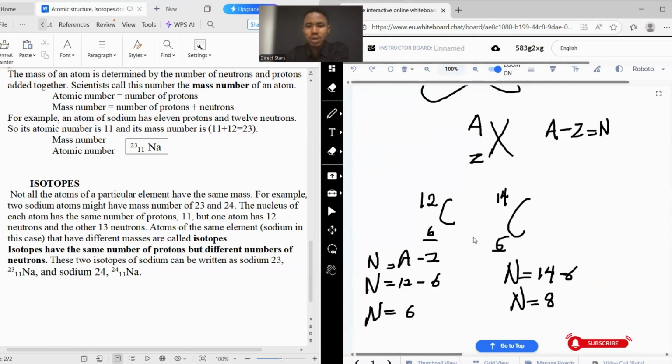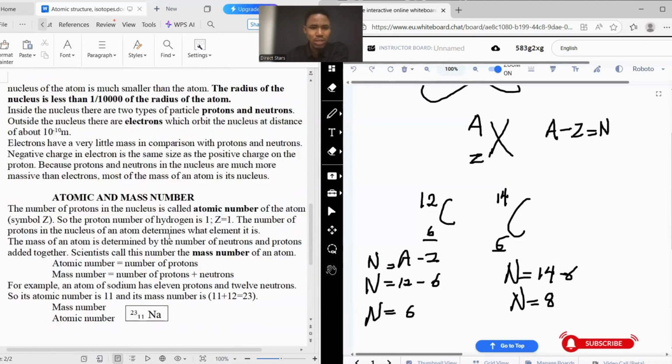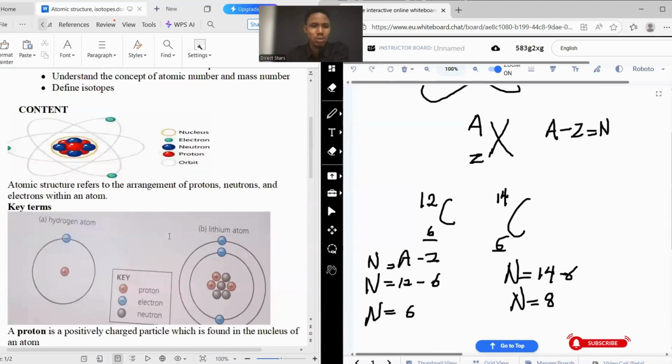Isotopes are atoms with the same proton number but different mass number, or we can say the same proton number but different neutron number, because the addition of proton and neutron gives the mass number of an element. So we have A to denote the mass number, Z to denote the atomic number. That will be all on isotopes, mass number, and atomic structure.